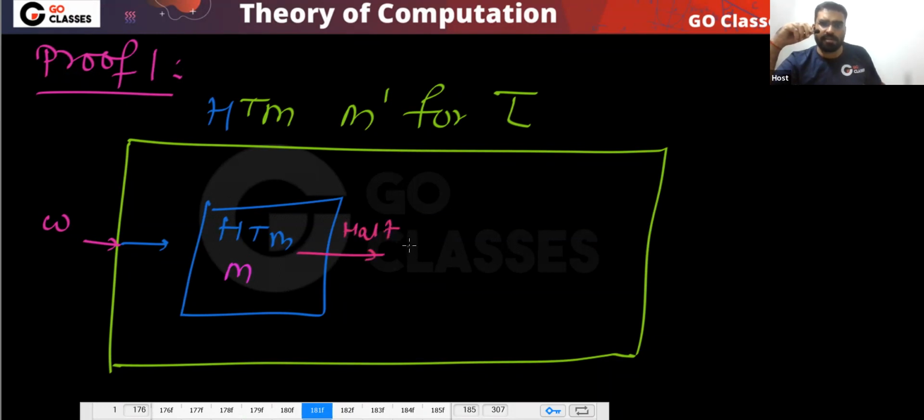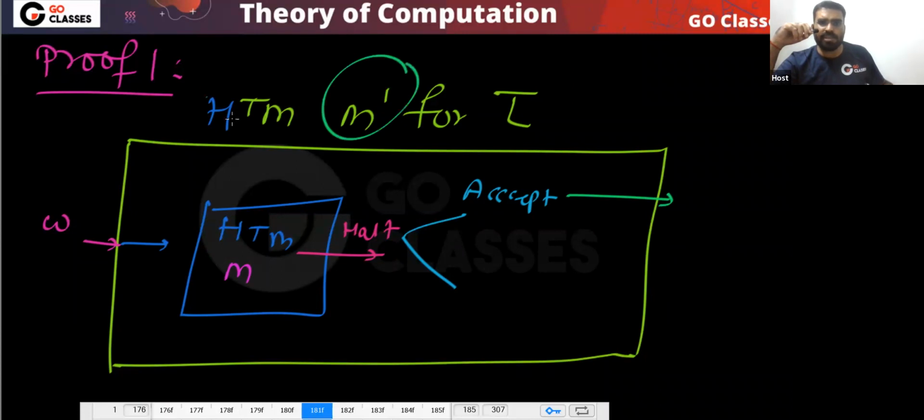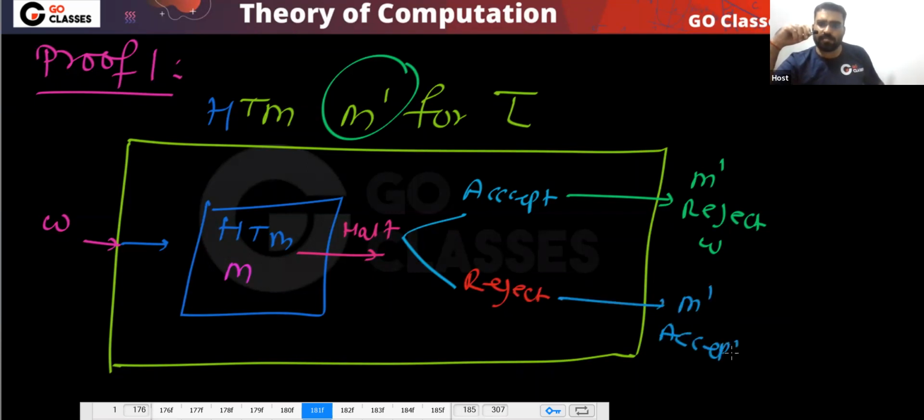It will definitely halt. Now, after halting, if M is accepting, then what will M dash do? This M dash will reject W. And if M is rejecting, then your M dash will accept. Okay, yes or no?